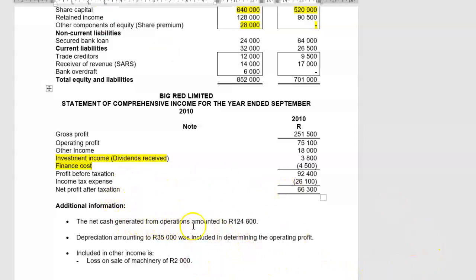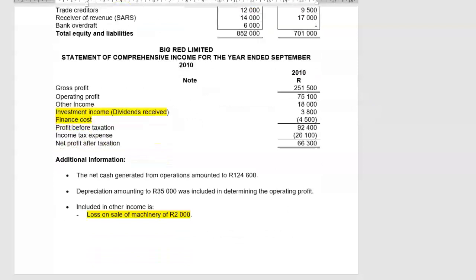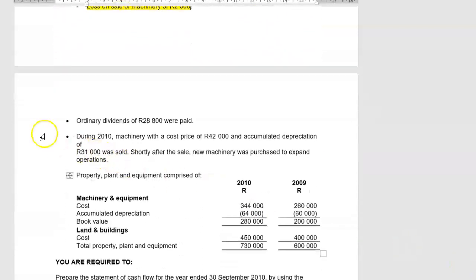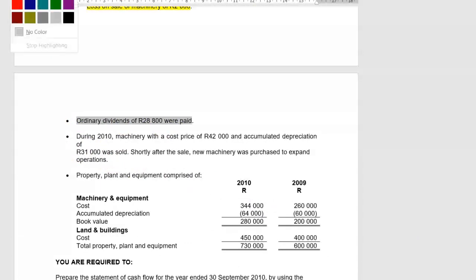Now, they tell us the net cash generated by operations amounted to 124,600. Depreciation amounting to 35,000 was included in determining the operating profit, included in other income. Now, other income, and then they include the loss. But nevertheless, there was a loss on the sale of machinery, a non-cash flow item, of 2,000 Rand. Then ordinary dividends of 28,800 Rand was paid during the year.